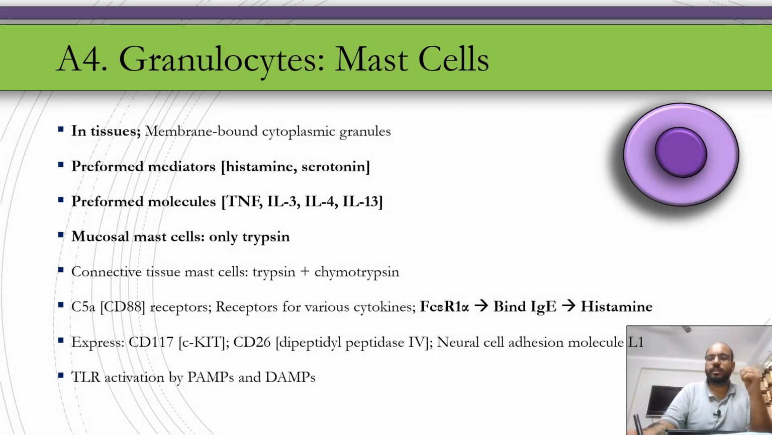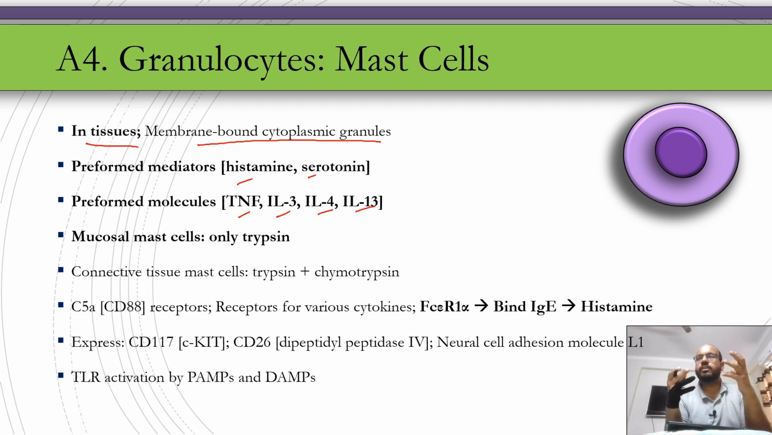Now, the fourth cell population is mast cells. Now, mast cells reside in tissues. Remember, basophils were in circulation. Mast cells stay in tissues. Okay, and they have membrane-bound cytoplasmic granules, same as basophilic cells. Okay, mast cells have preformed mediators. That means already formed chemicals like histamine, serotonin, and already formed molecules like TNF, interleukin 3, 4, 13.